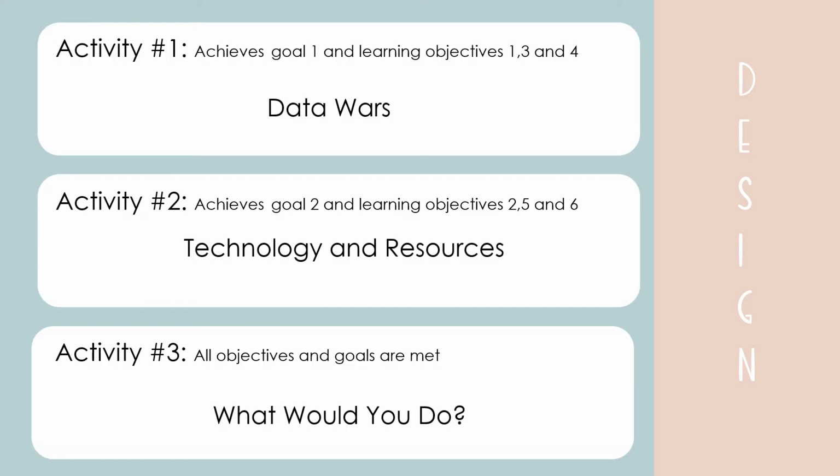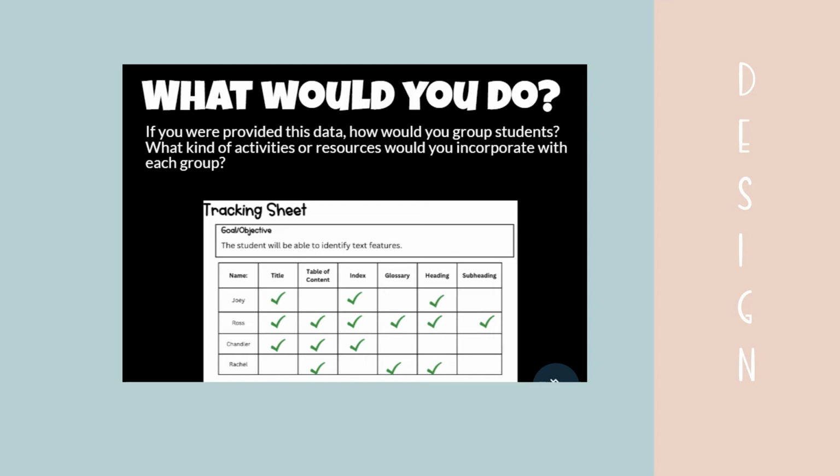The final activity designed is called What Would You Do? And this activity accomplishes all objectives and goals. During the What Would You Do activity, educators are applying what they've learned through the past 2 activities, and they're presented with scenarios like the one displayed on the screen. And so a majority of the scenarios is data, because data is what drives differentiated instruction. And so educators are given data, and they're supposed to identify how they would group the students, what the focus of each group would be, and what activities educators would integrate into their small group instruction.